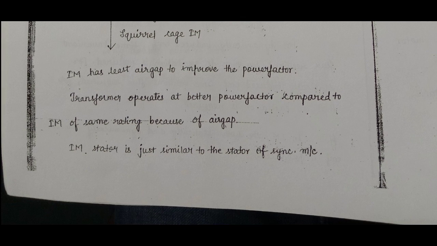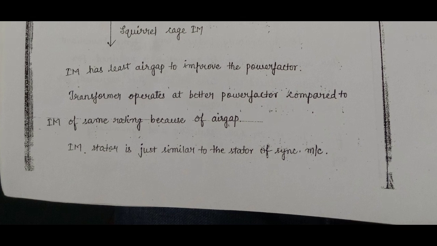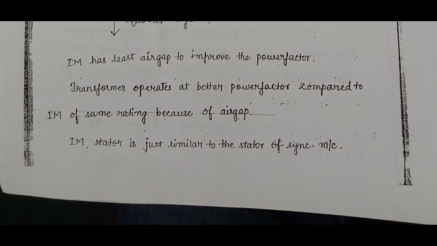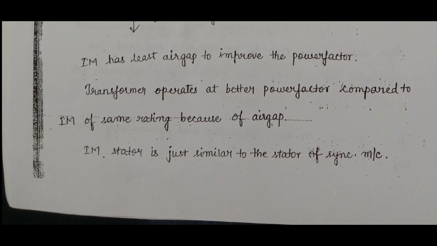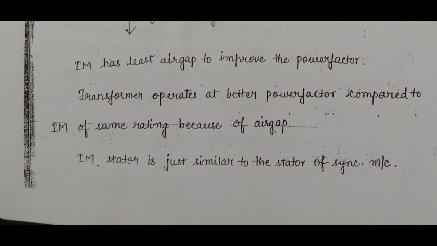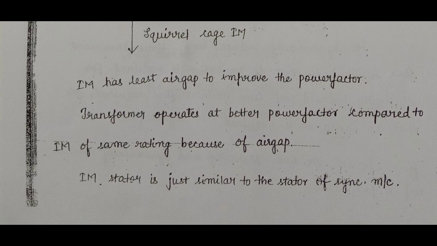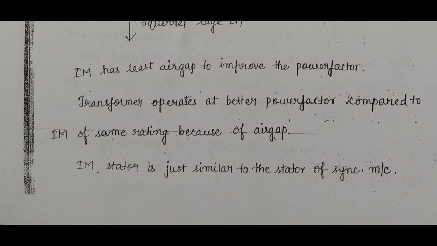A transformer operates at a better power factor compared to an induction machine of the same rating because of the air gap. In the transformer there is no air gap, but in the induction machine there is an air gap. So because of the air gap present in the induction machine, the power factor is very poor, and because there is no air gap in the transformer, it has a better power factor.